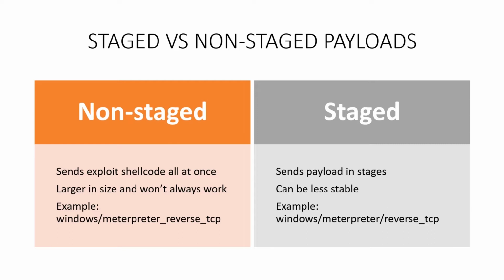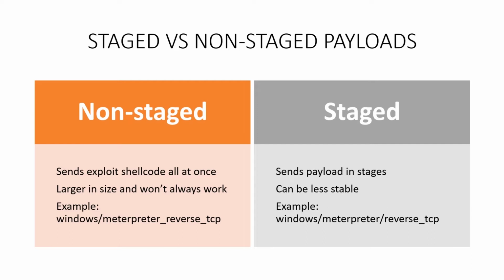There are two main types of payloads that we need to pay attention to. There is what we call non-staged and what we call staged. Now, a non-staged payload sends the exploit shellcode all at once, where a staged payload sends it in stages. The non-staged payload is larger in size and it doesn't always work, where the staged payload can actually be less stable. So each has its cons.